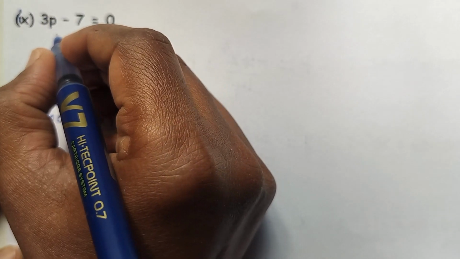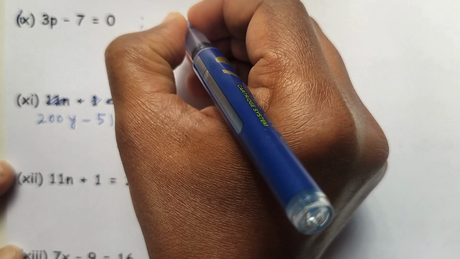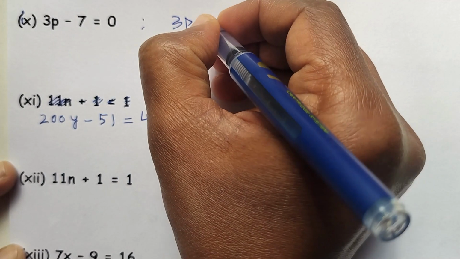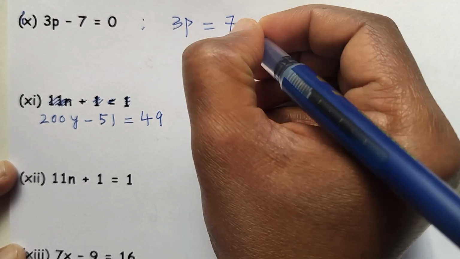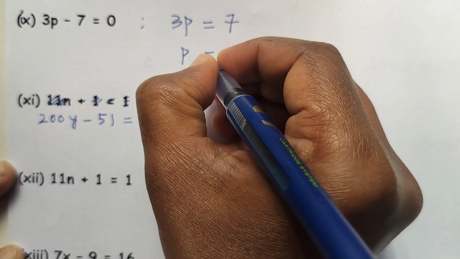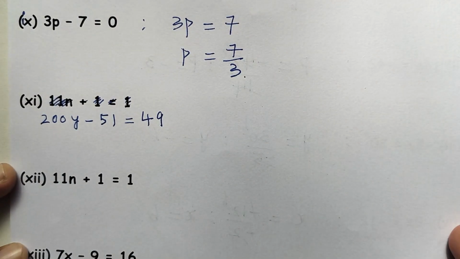Ninth one, 3p minus 7 equal to 0. So 7 you are going to send to RHS, then 3p equal to 7. Then p equal to 7 by 3.